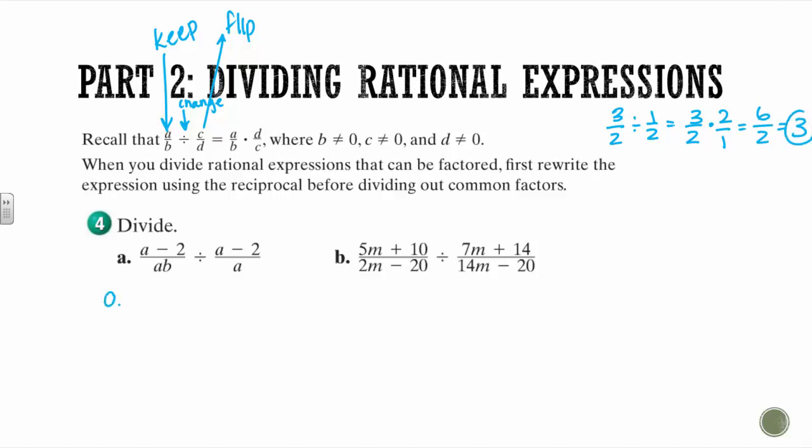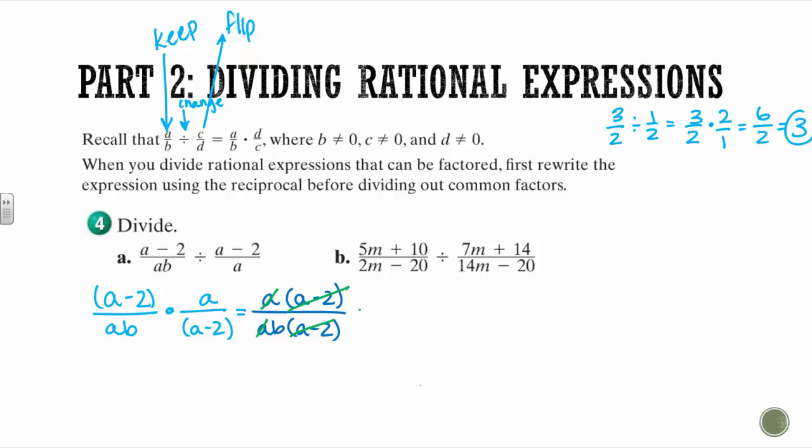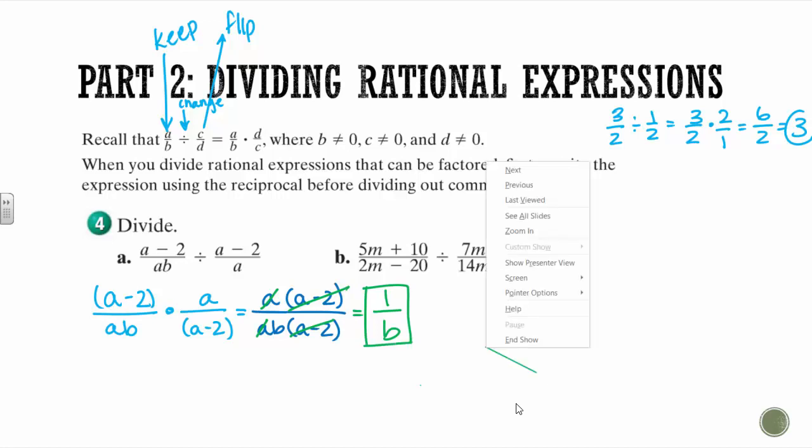So same thing here. You keep the first guy the same. You change the sign to multiplication, and you flip the second guy over. And then it just turns into a multiplication problem. So I'm going to multiply what's on the top, a times a minus 2, multiply what's on the bottom, and see what they have in common. So both of them have an a, top and bottom, and then both top and bottom have an a minus 2. So the only thing that's left is b, and since it's on the bottom, I gotta leave that one placeholder there. So that simplifies to 1 over b.